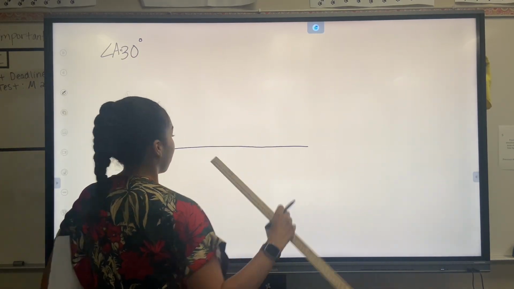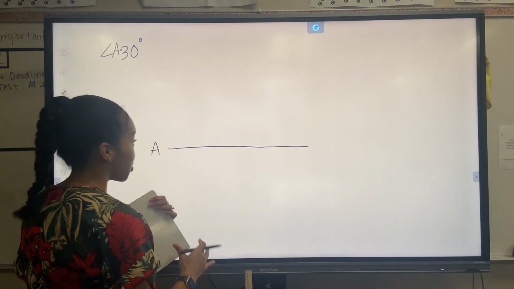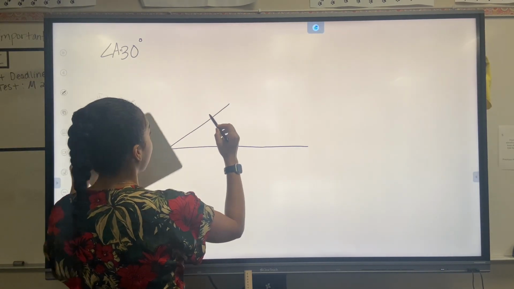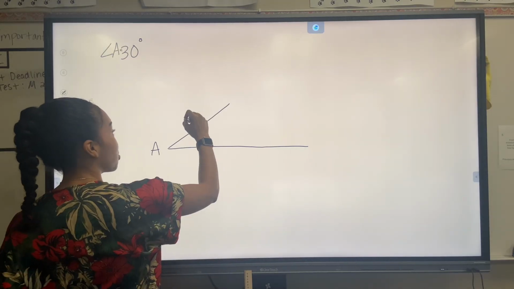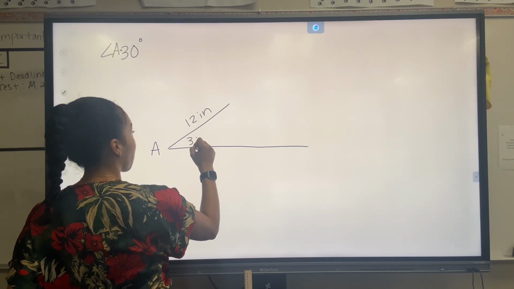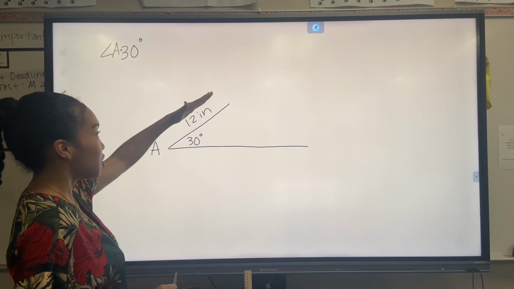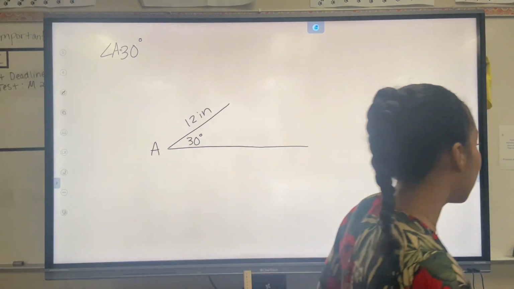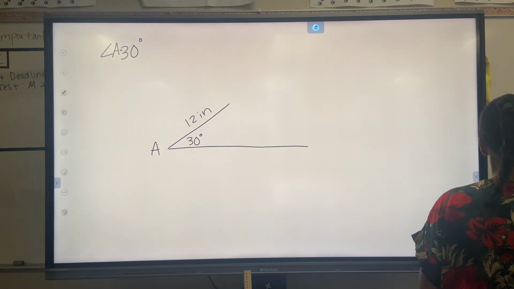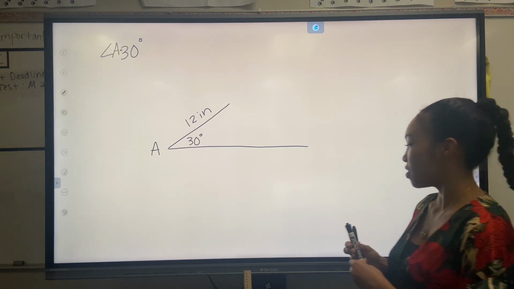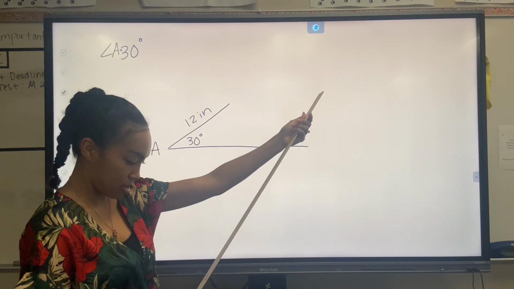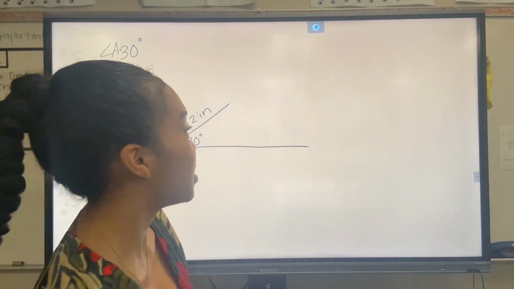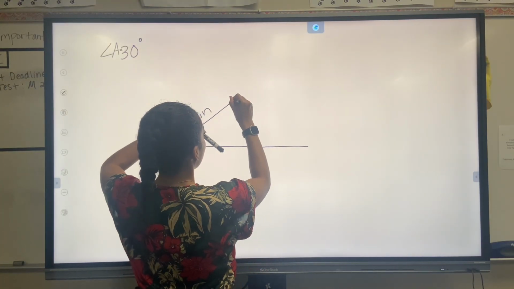And I'm going to say that one side for certain is this board. So this right here is the length of the board, and I just measured this board. It's 12 inches. So this is 30 degrees. That's given. This 12 inches is given. And I'm going to say the other side is this marker. And this marker, if I measure it, is 4 inches. So I'm going to say that this marker is the other side of the triangle, and it is 4 inches.